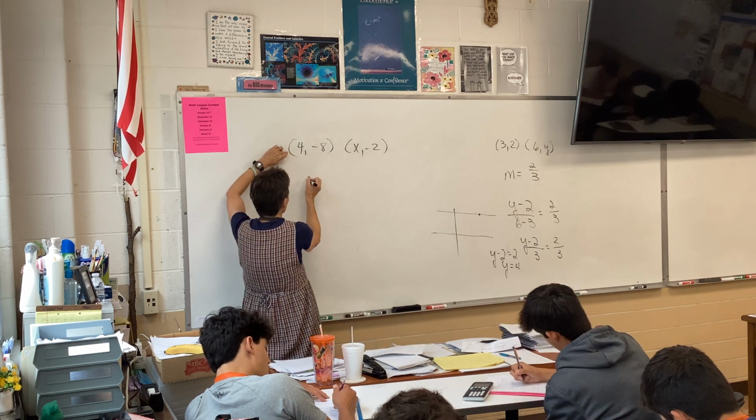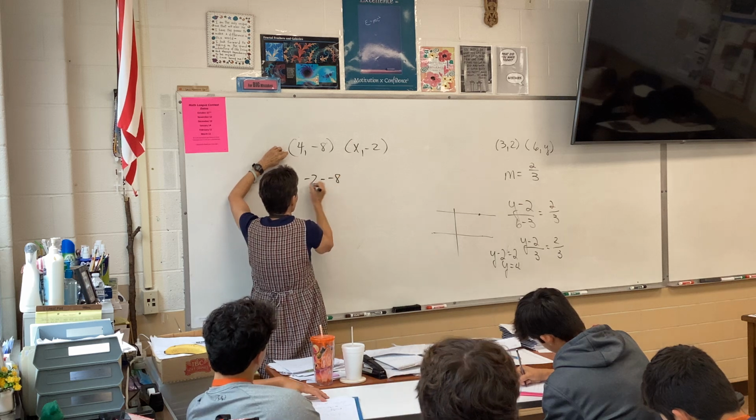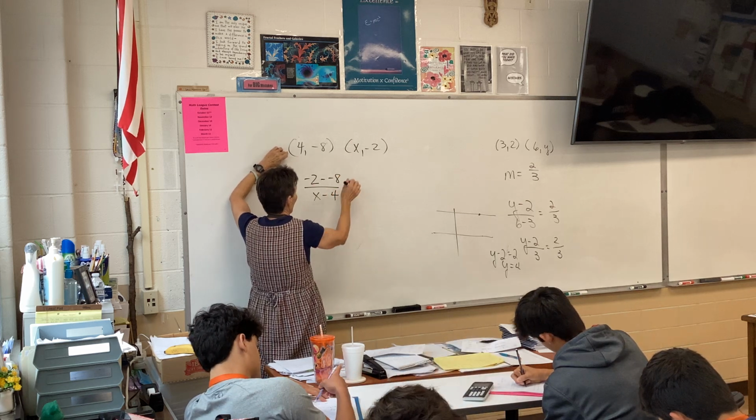So my slope would be negative 2 minus negative 8 over x minus 4.